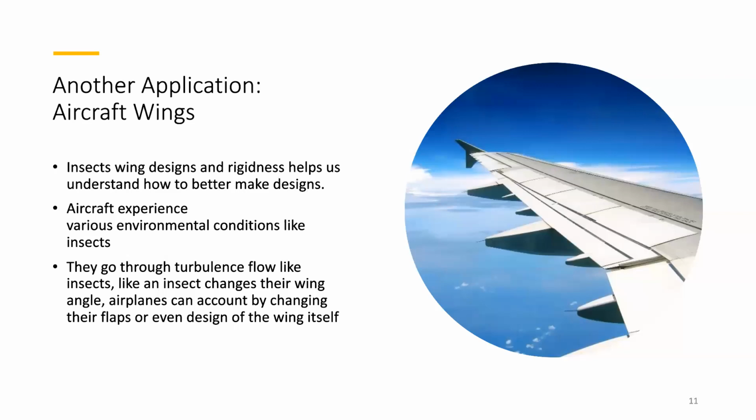Another application was aircraft wings. Because of these wings, they help us make better designs. As you look at an insect wing, it is more rigid in places, has more flexibility, and can change depending on environmental conditions. Just like an insect wing, we can also change an aircraft wing's rigidity and flexibility when it's going through turbulent flow or laminar flow in the air, by changing the panels themselves or even the flaps of the wing.